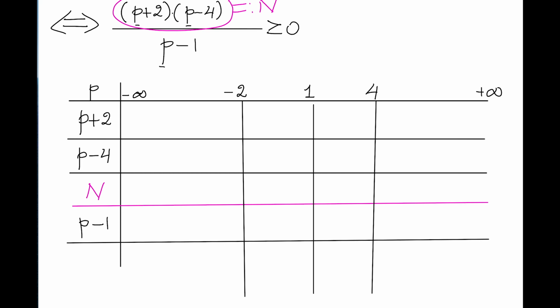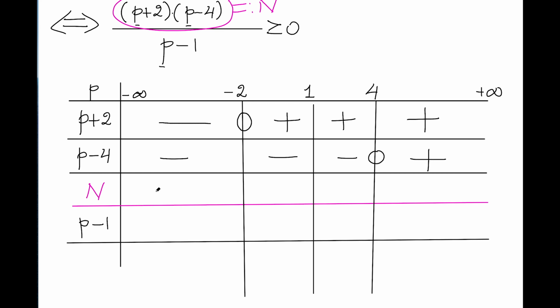So let's start understanding. P plus 2: this factor is 0 right here. Before that, it's going to preserve a sign, and that sign again is going to be negative. After that, this is going to become plus. Sorry, I'm doing it quickly because we've done this many times. P minus 4 is 0 when p is 4. Before that, it's going to be negative, if you take test points, and after that, it's going to be positive.